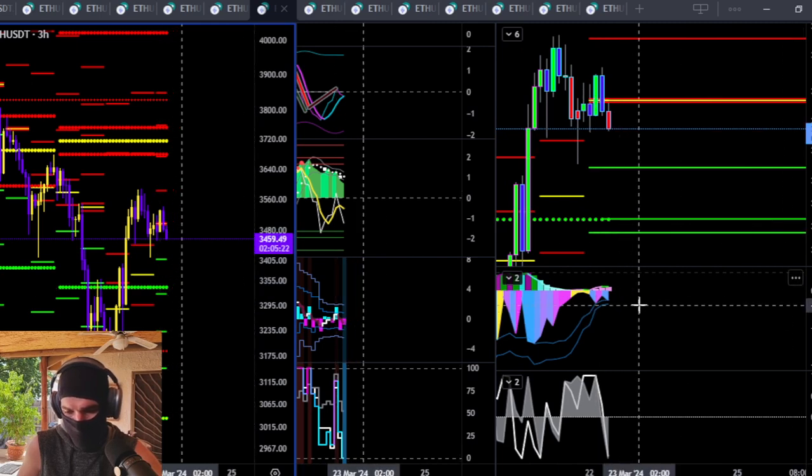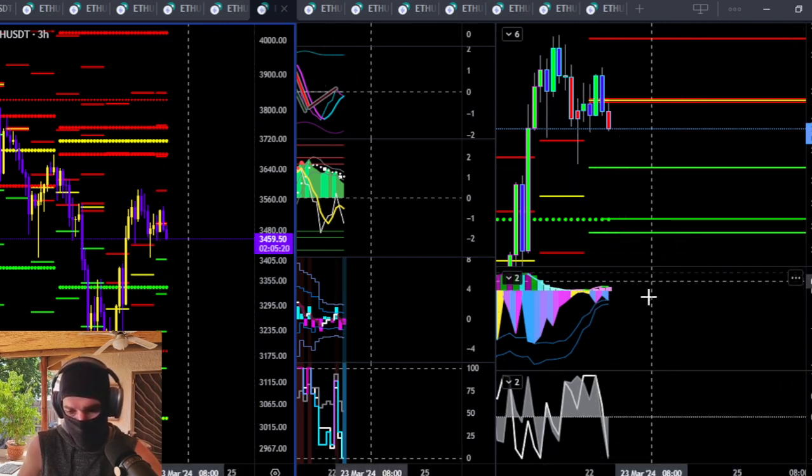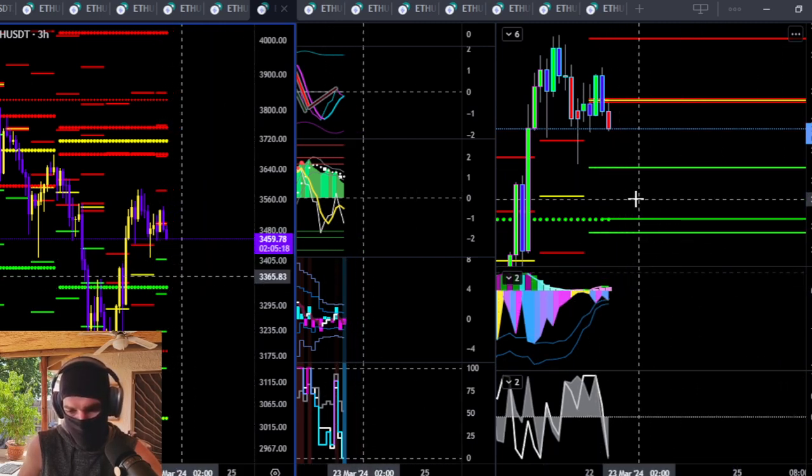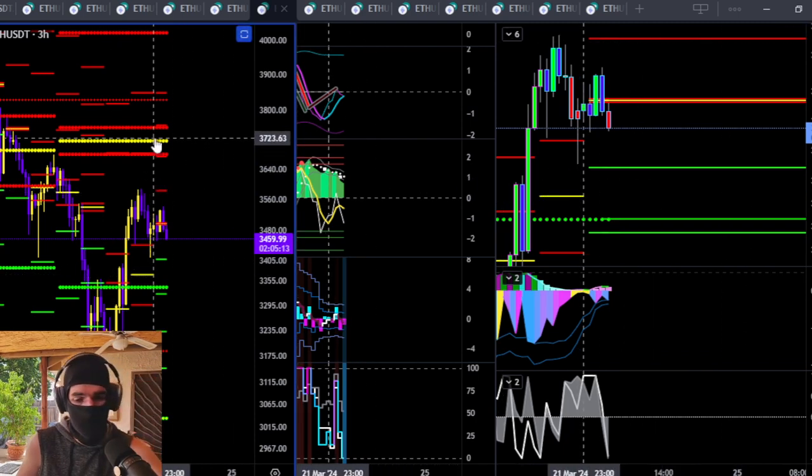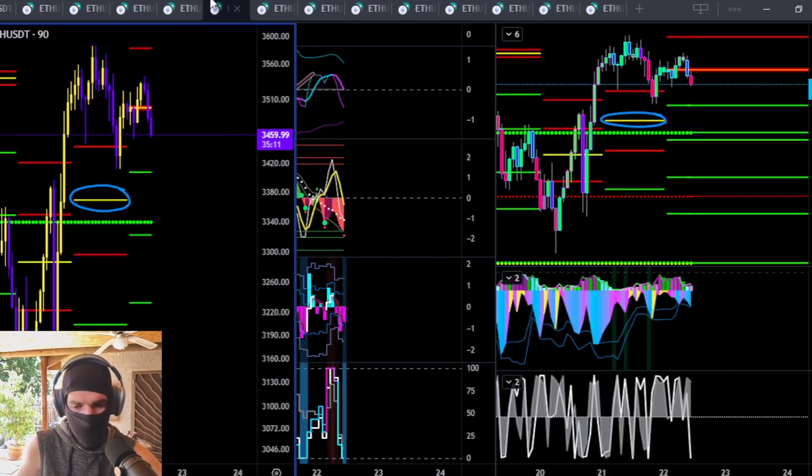Then we have volatility wanting to pick up a little bit more. Trend is your friend. So I'm more so looking at 3,370 for today's target rather than the upside target of the week.